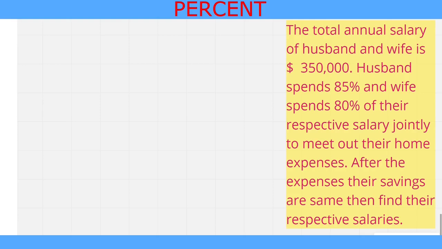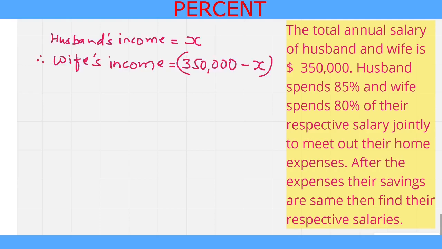In the previous video, I have explained what we should assume. Either we should assume income as X or 100 or 100%. In this case, we will assume income as X. Let the income of husband be X. Therefore, wife's income will be 350,000 minus X.